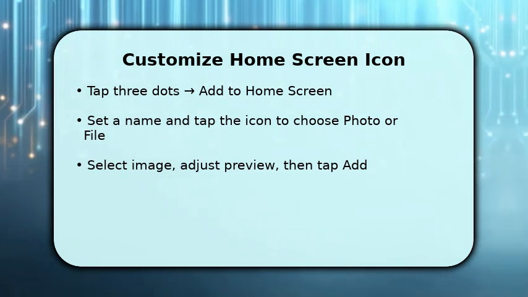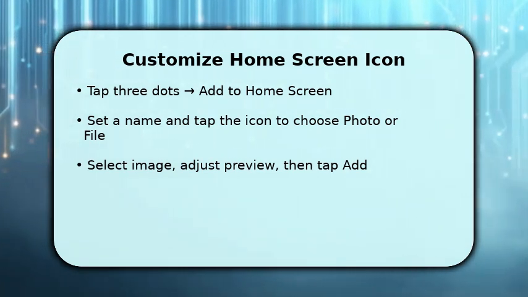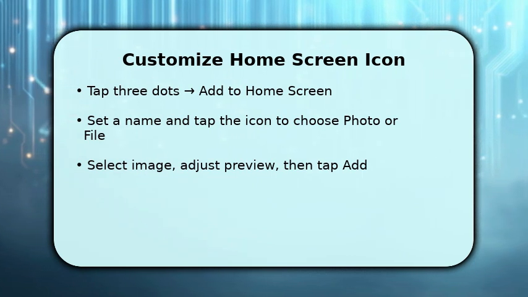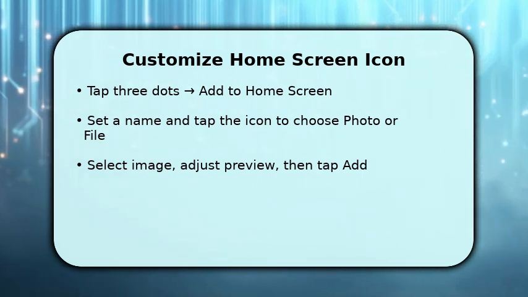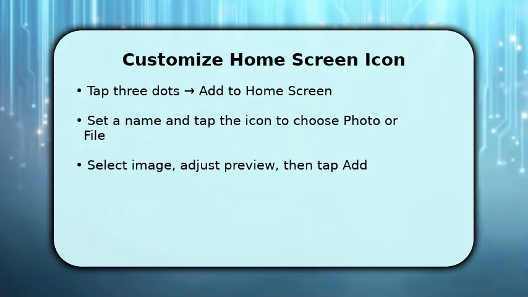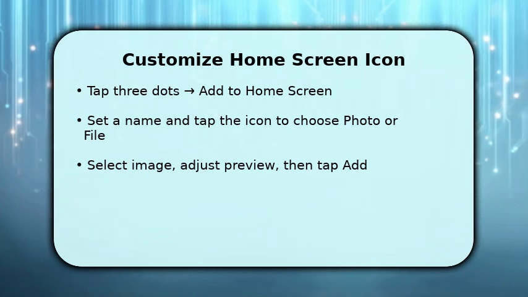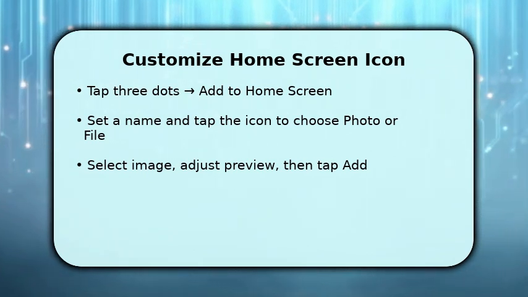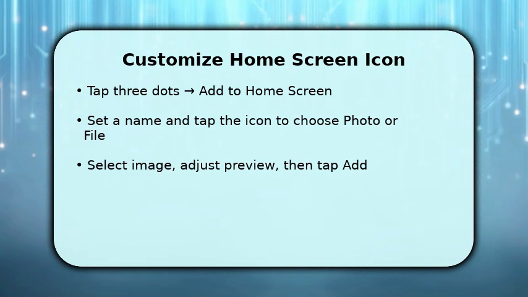Tap the small icon preview and choose Photo or choose File, then crop or center the image so it looks right. You can also pick a square PNG for best results. After adjusting the preview and confirming the name, tap Add. The shortcut icon appears on your home screen where you can position it like any other app.